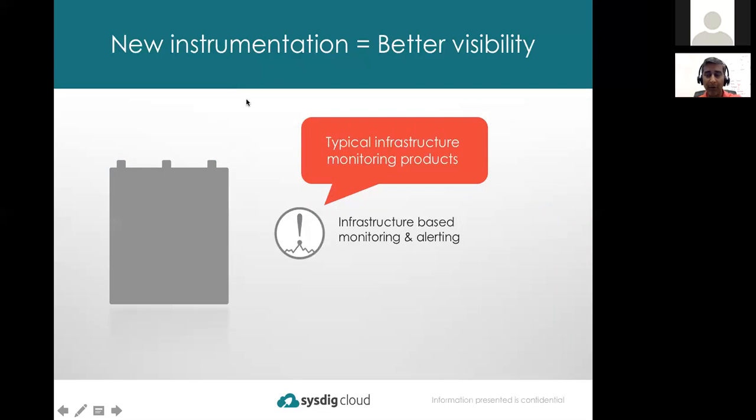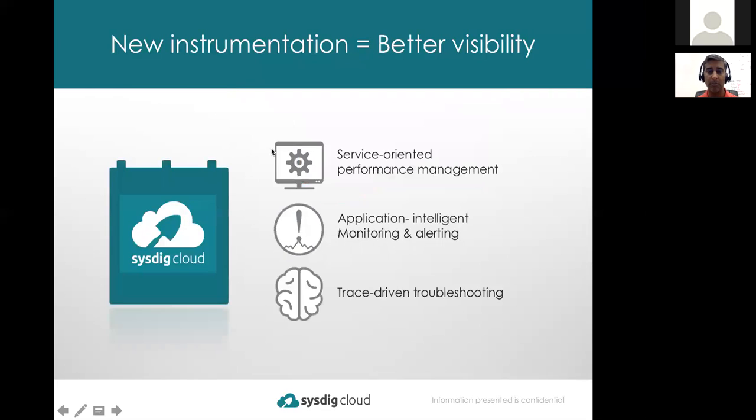When you think about traditional infrastructure monitoring products, you get alerts on your CPU, your memory, your disk, how your host is doing, maybe how your network is doing, and that's basically it. And from there, you can extrapolate what's happening with your code. We've changed that model around a bit and given you much better visibility.